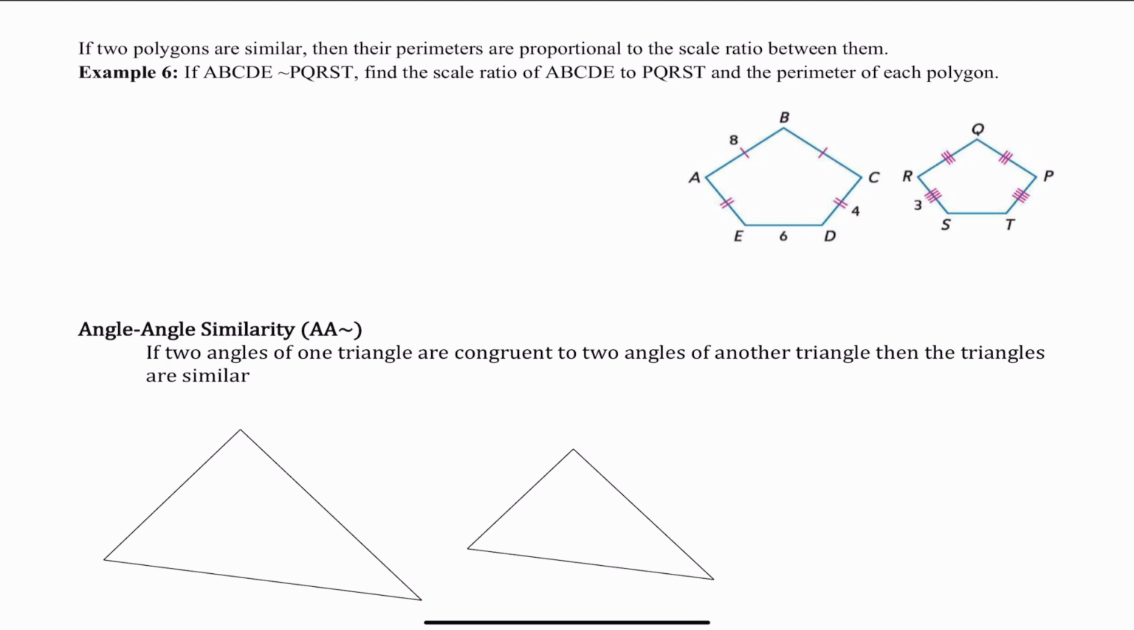Okay, so I want to go ahead and take a look at the next page. It says that if 2 polygons are similar, then their perimeters are proportional to the scale ratio between them. And this is really, really important to note, so I'm going to go ahead and highlight that as we get into example 6. Example 6 says if ABCDE is similar to PQRST, find the scale ratio of ABCDE to PQRST and the perimeter of each polygon.